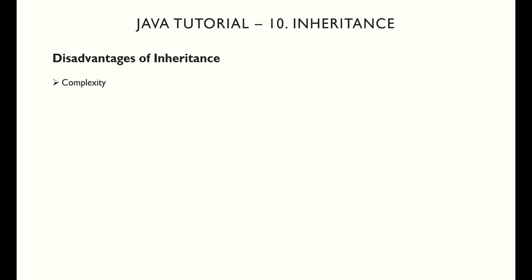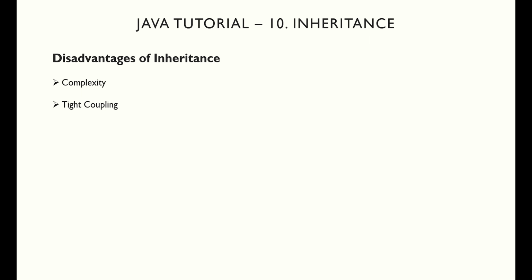Disadvantages of inheritance. Complexity. When we start using hierarchical and hybrid inheritance, the level of code complexity increases and it becomes harder to understand. In general, inheritance can make the code more complex and harder to understand. Tight coupling. Superclasses and subclasses form tight coupling. This makes it difficult to make changes to the superclass without affecting the subclass.